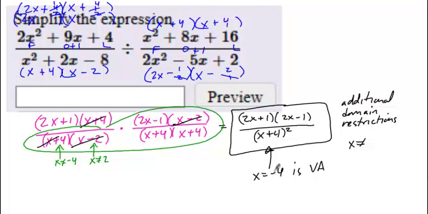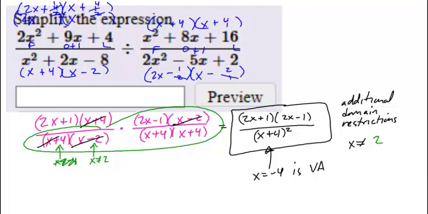Are either of those still apparent in the simplified form? Yeah, we see that x can't be a -4, right? So we can disregard that. That one's still apparent. But the x can't be 2. We don't see that in our simplified form. So that is one of our additional domain restrictions.